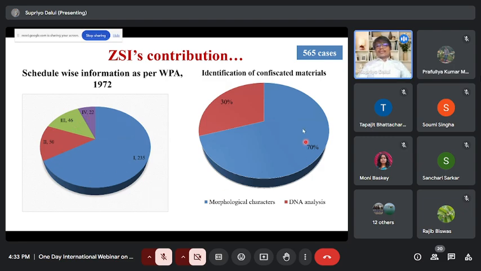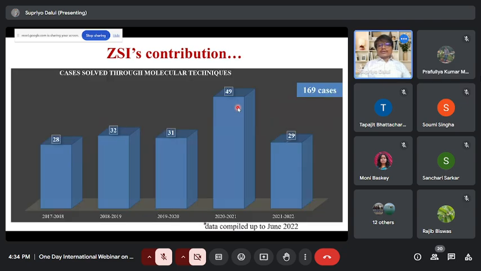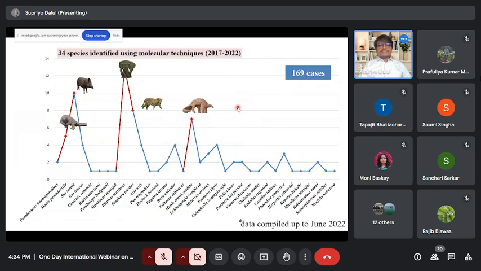So among these 565 cases, we have solved most of the cases through morphological characteristics, but 30% of cases, which were highly challenging, we solved through DNA molecular analysis. So a total of 169 cases we solved through DNA techniques. And these are the 34 different species we have identified since 2017.